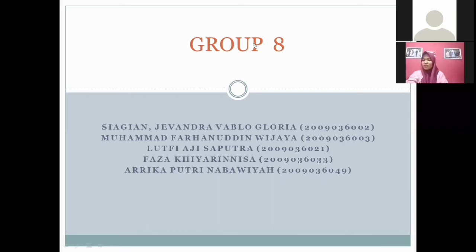We are from Group 8. First, I will introduce the members of Group 8: Siagian, Jevandra, Vablo, Gloria, Muhammad Farhanuddin Wijaya, Lutfi Aji Saputra, and it's me, Faza Khiyarinnisa, and Arrika Putri Nabawiyah.